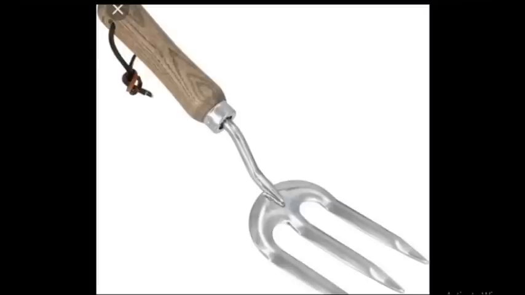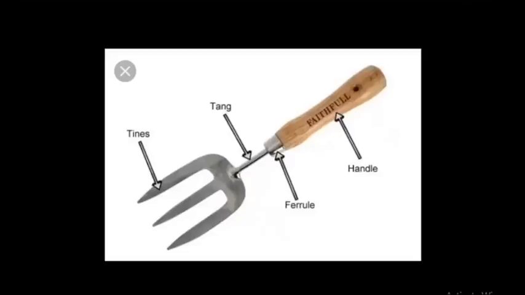This is another picture of it, and this is a label diagram of what we are talking about. You can see the tines, and there are three, and then the handle as well. So that is about what we have for our first specimen, specimen A.